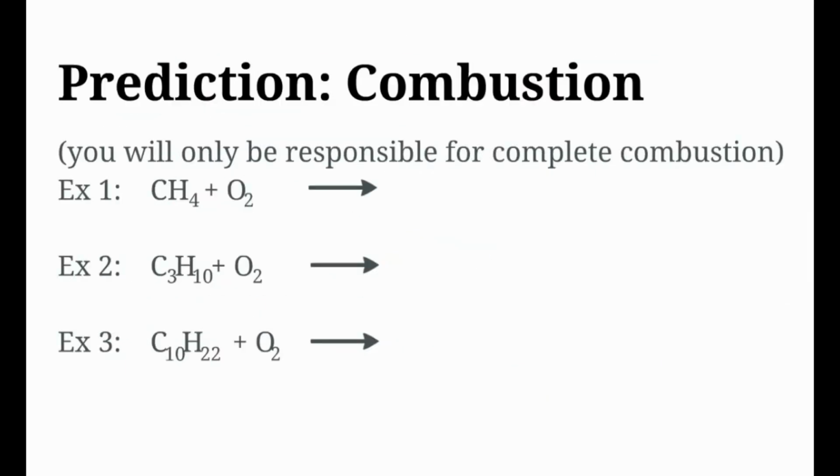Predict these. You don't need my help. Wait, where do we start? Which one of these four do we do? Oh, which one of the four rules? I didn't give you any rules for combustion yet, but you should know the products. How do we know it's combustion? What are the products of a combustion reaction always going to be? Carbon monoxide. Not carbon monoxide. Dioxide.